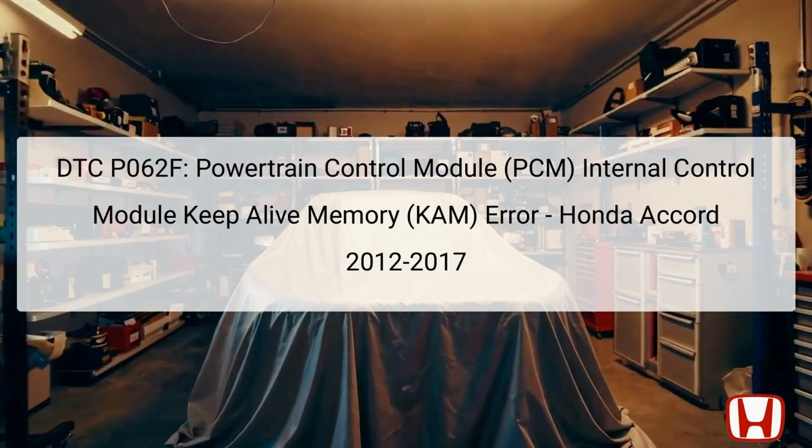The DTC P062F refers to a malfunction within the Powertrain Control Module, PCM, concerning its internal control module Keep Alive Memory, KAM. The KAM serves a critical role in storing crucial data about the vehicle, such as control learned data and the vehicle identification number, VIN. This information remains intact even when power is not supplied to the PCM, for instance, during a battery disconnection.